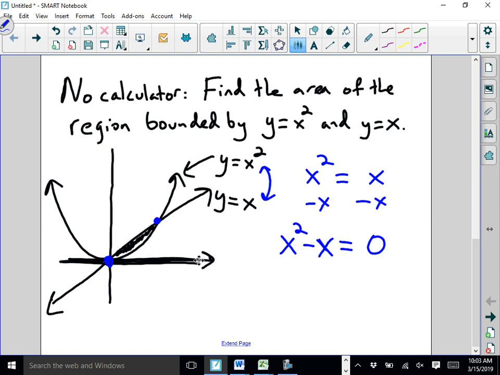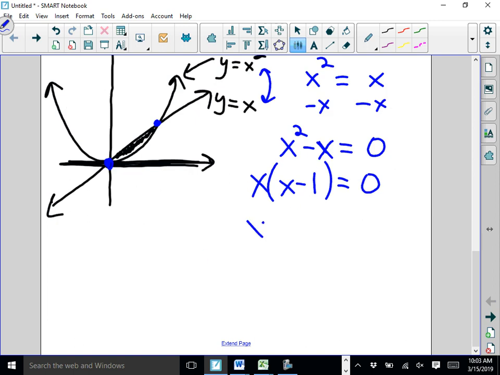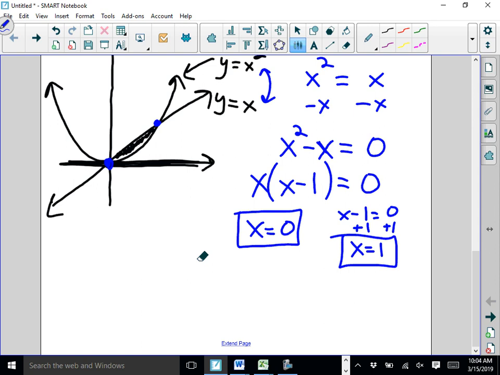So I can factor out an x from both terms. And I set both factors equal to 0. So I get two solutions, x equals 0, and solving this, I get x equals 1. Those are my two solutions. They're also the two solutions that I anticipated by looking at this graph. So I know this is 0, and I know this is 1.